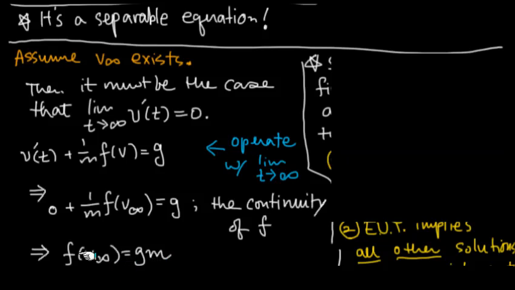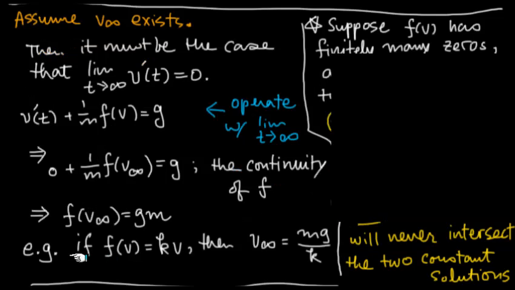If this f is simple enough, you can calculate this v infinity easily. For example, if f(v) is directly proportional, k times v, like this, then v infinity is mg over k. This limiting velocity must be this gravitational force divided by the proportionality constant of the air drag.